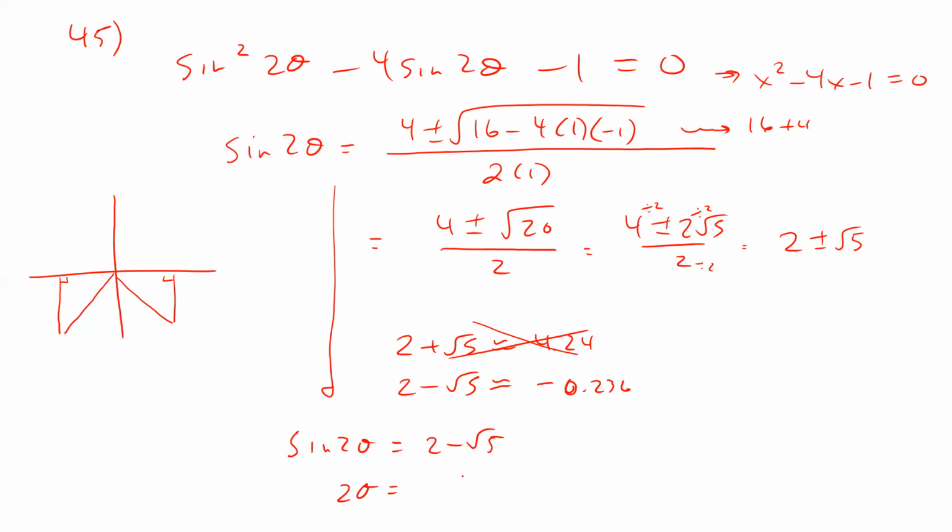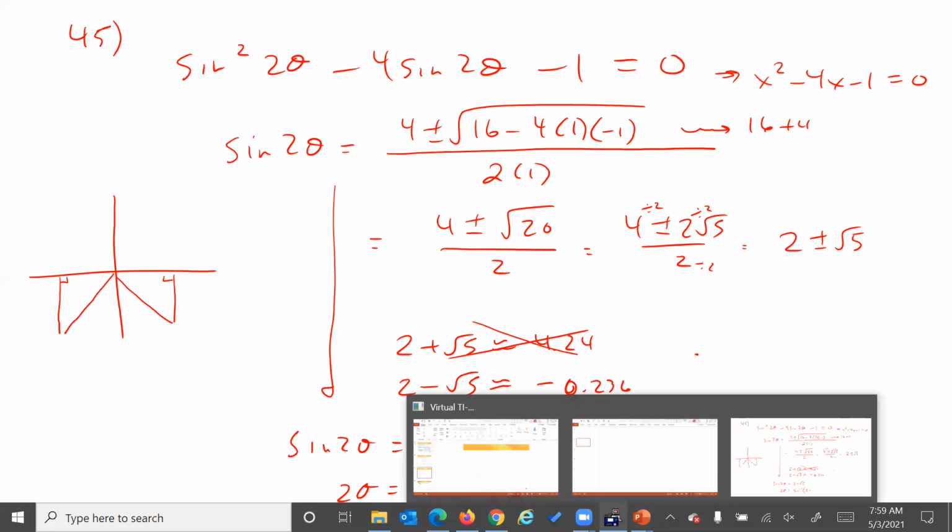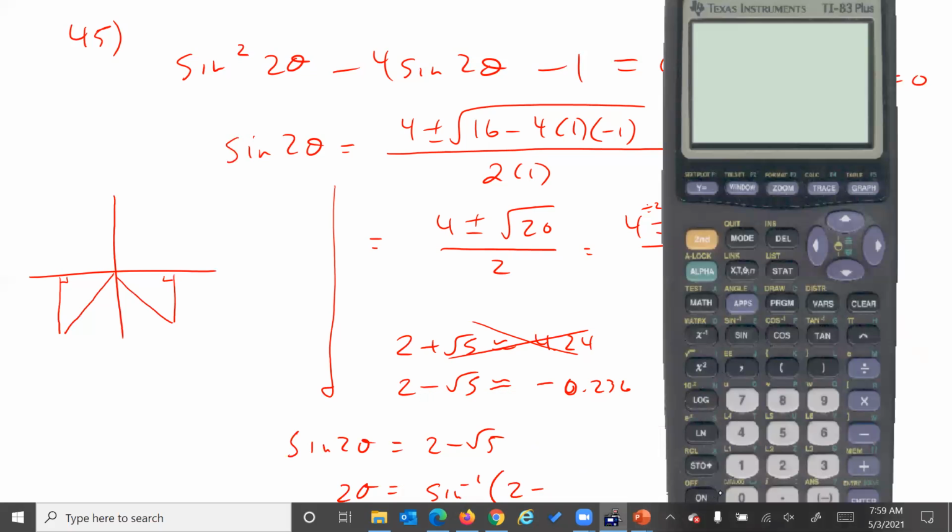So 2 theta is going to give us sine inverse of 2 minus root 5. Ooh, hold on. We got a little problem. That's going to give us a negative, huh? So here's what we do in the calculator, because we still want a good approximation. So, come on, calculator.